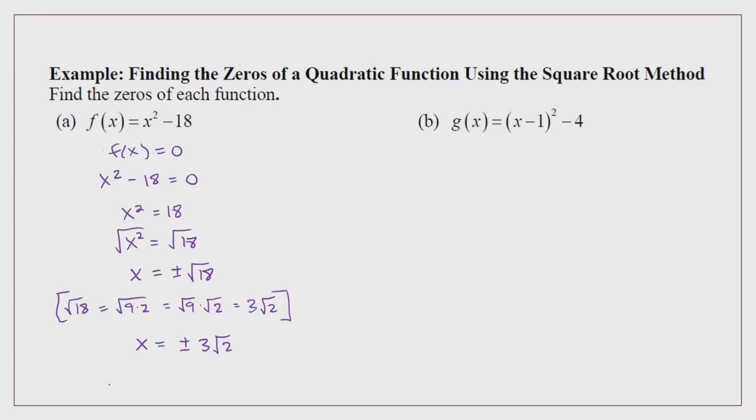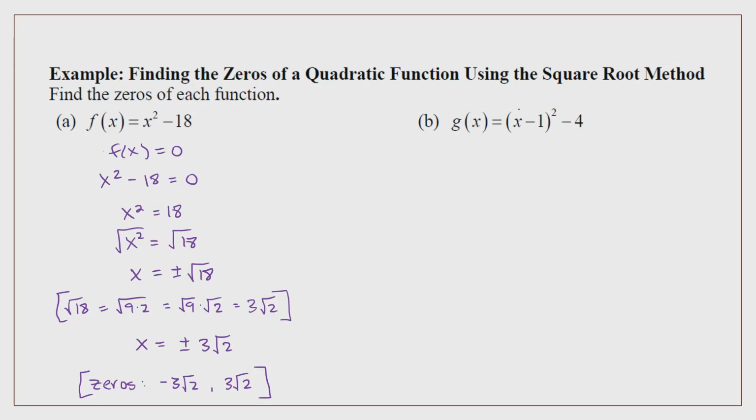All right. So for my zeros, that's what our problem asks us to do, I would have negative 3 square root 2 and a positive 3 square root 2 for my zeros. All right. Let's do the next one.